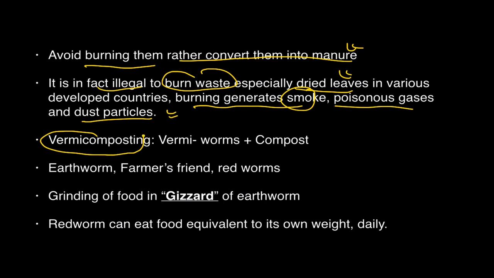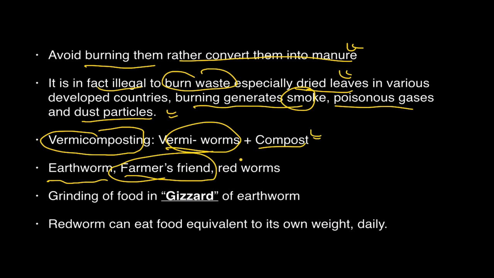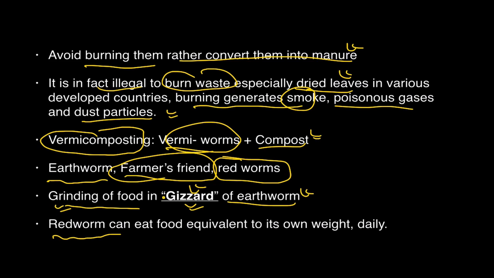Now vermicomposting: vermi means worms, plus compost. Earthworm is also called the farmer's friend. It is also called red worms, which are a specific type of earthworm. Grinding of food happens in the gizzard of the earthworm. This is a key feature of the gizzard. The stomach of the earthworm is called the gizzard. I can't go deep into biology about which segment of the earthworm it is located in, but anyway, just remember this word gizzard. And red worm, just grinding gizzard, grinding gizzard.